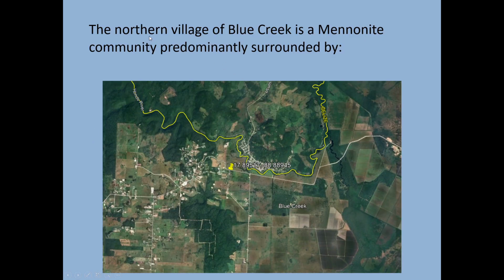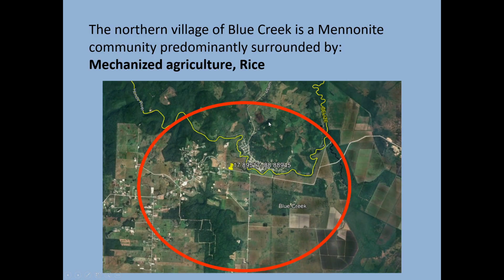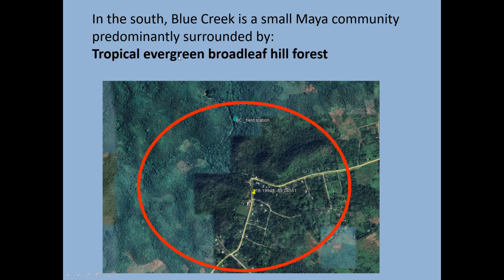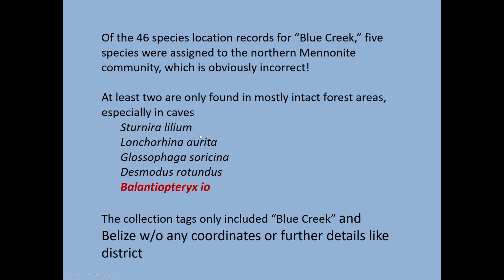If we look at the northern village of Blue Creek, it's a Mennonite community, predominantly surrounded by mechanized agriculture and rice. So, more or less scorched earth. And this little piece here actually is Mexico on the other side of the Rio Hondo. So, this is very far north. In the southern part of the country, all the way down south, Blue Creek is a small Maya community, predominantly surrounded by tropical evergreen broadleaf hill forests. So, the differences between these are quite striking.